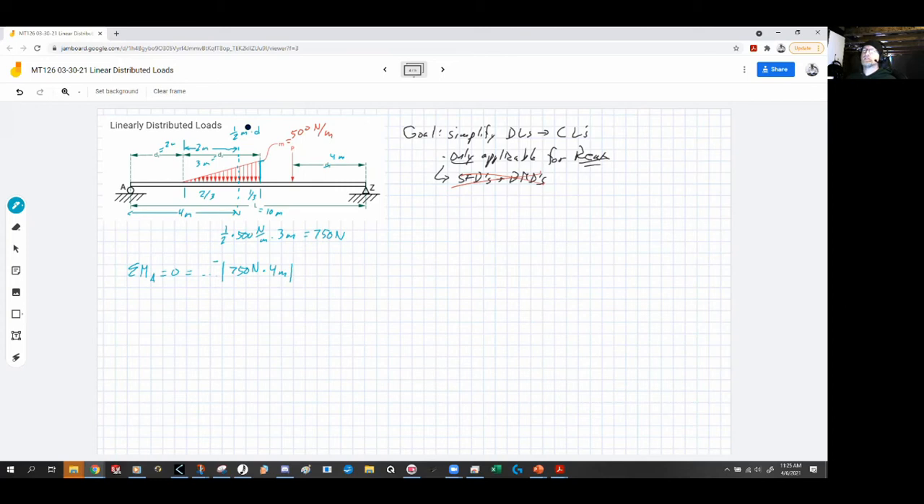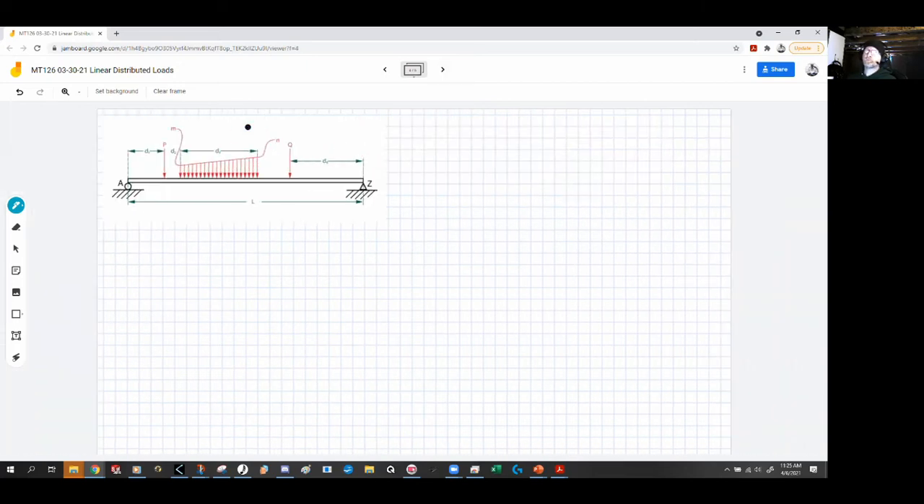Okay, so that's how to do a straight up linearly distributed load that starts at 0, ends at some other value. But maybe you have something that looks like this. Now what do we do? Well, we break this up into 2 different loads. One is a uniformly distributed load, a rectangle, and then the other is a linearly distributed load, a triangle. So this whole beam thing becomes something more like this.